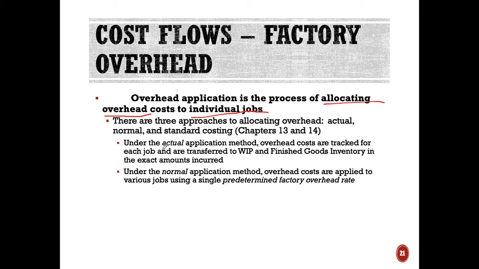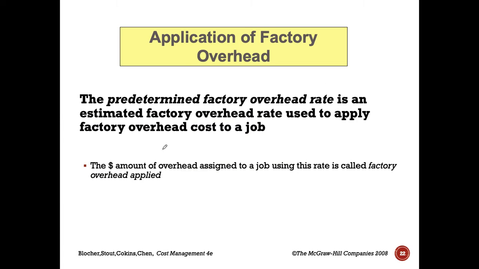Under the actual application method, overhead costs are tracked for each job and are transferred to work in process and finished goods inventory in the exact amount incurred. Under the normal application method, overhead costs are applied to various jobs using a single predetermined factory overhead rate. So what is the predetermined factory overhead rate? It is an estimated factory overhead rate used to apply factory overhead costs to a job.